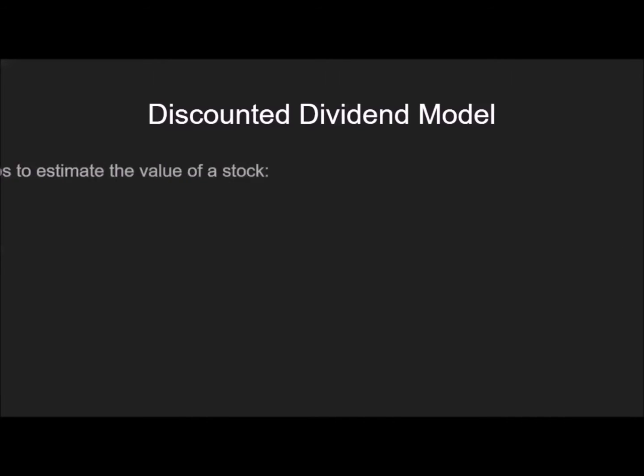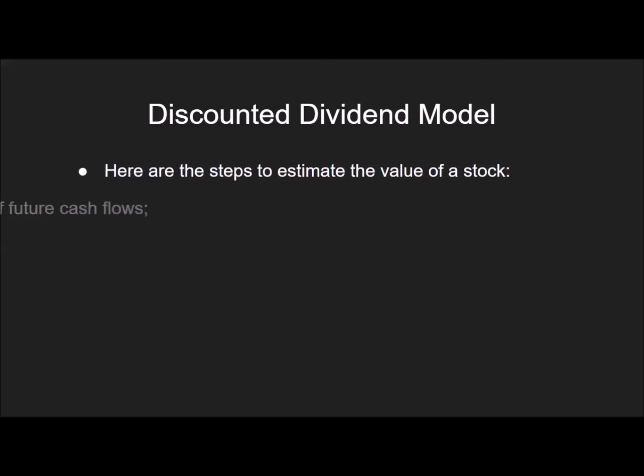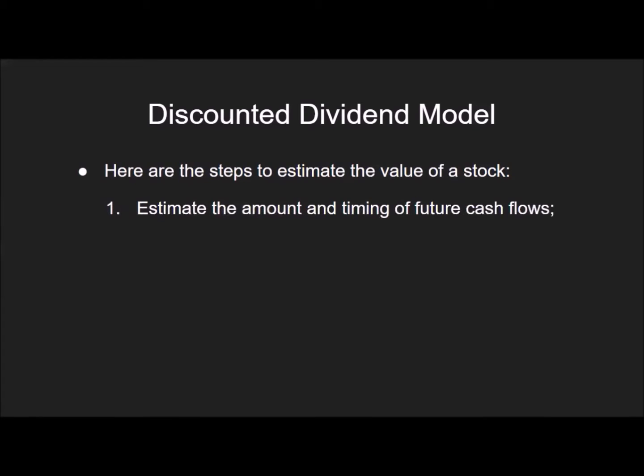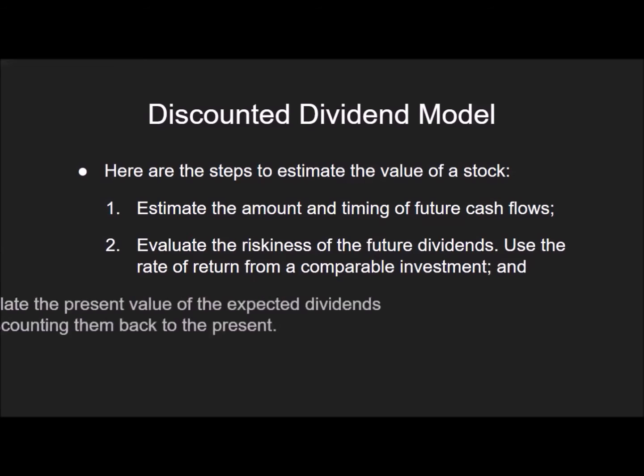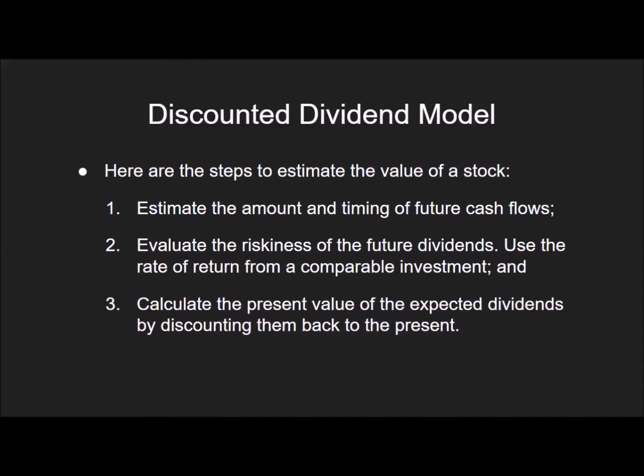Basically, here are the steps to estimate the value of a stock. First, estimate the amount and timing of future cash flows. Second, evaluate the riskiness of the future dividends, and determine the rate of return an investor might expect to receive from a comparable risk investment. This is essentially the required rate of return. Third and final, calculate the present value of the expected dividends by discounting them back to the present at the investor's required rate of return.